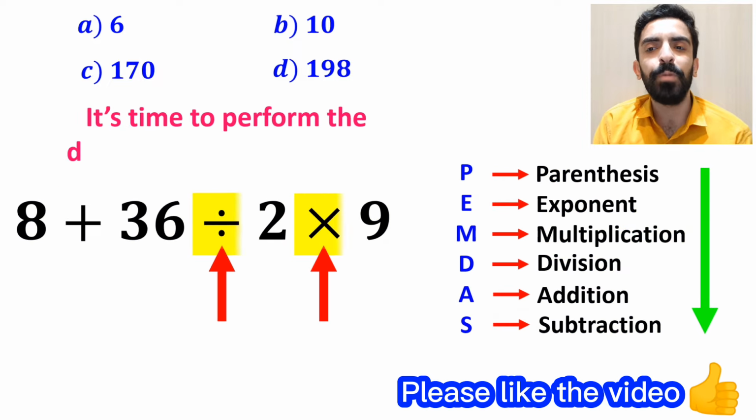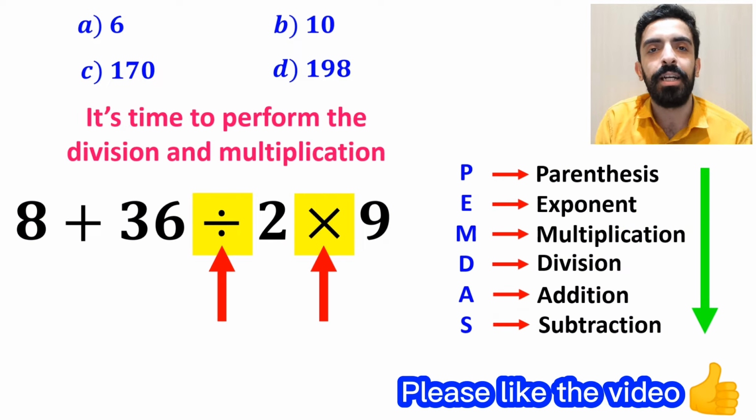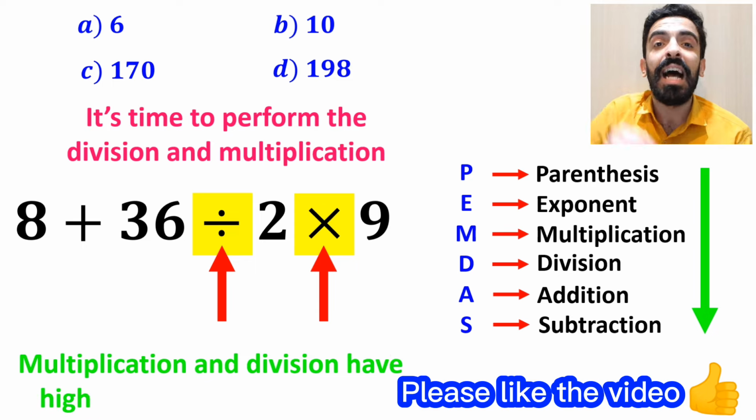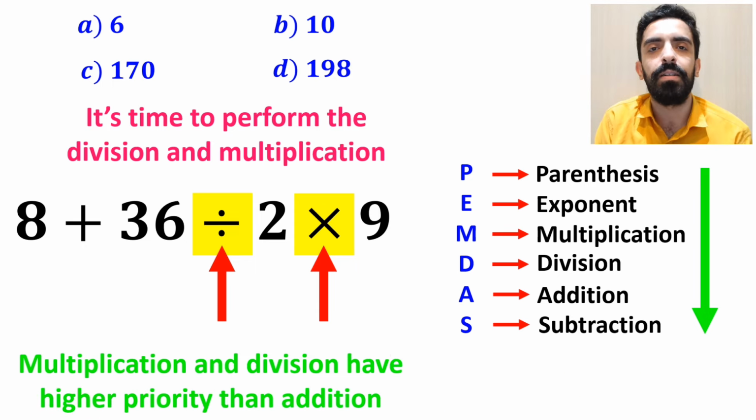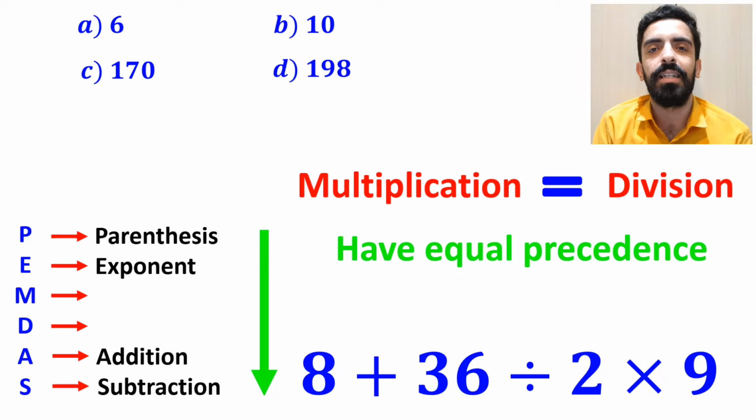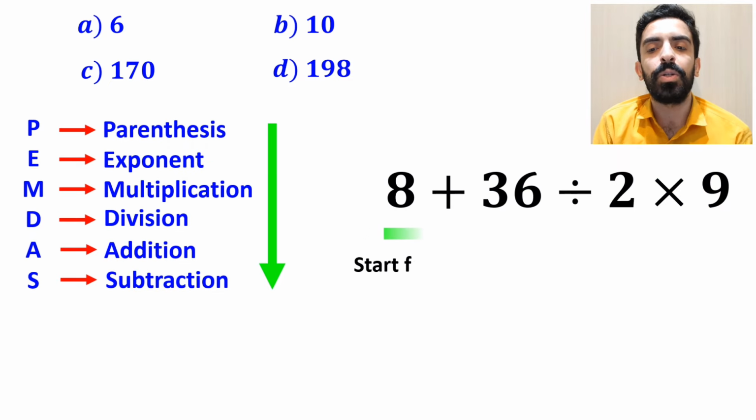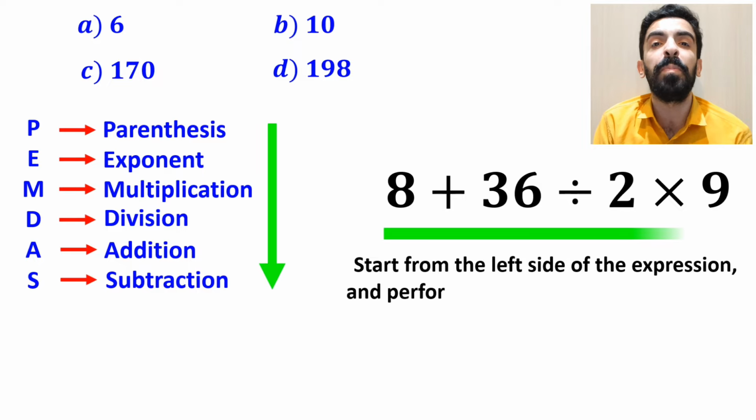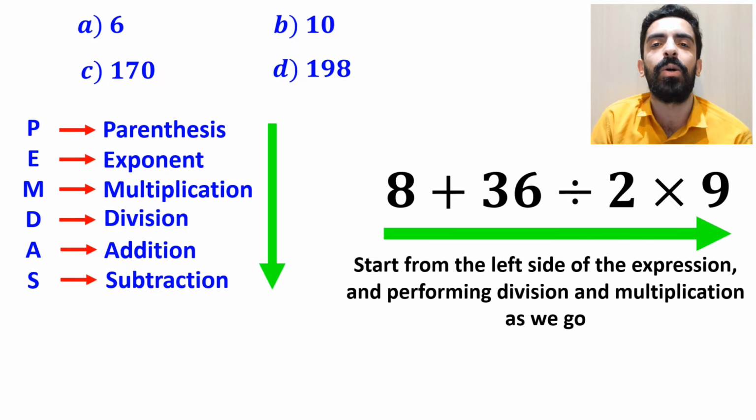Alright, now it's time to perform the division and multiplication, because multiplication and division have higher priority than addition. However, we must pay close attention that multiplication and division have equal precedence. In this case, the best thing to do is to start from the left side of the expression, performing division and multiplication as we go.